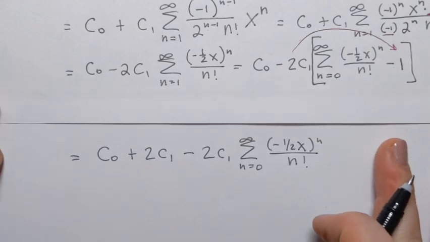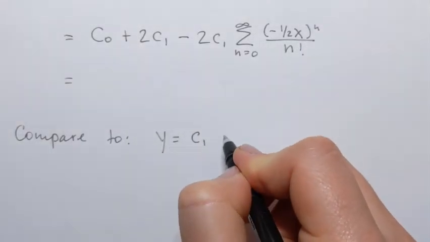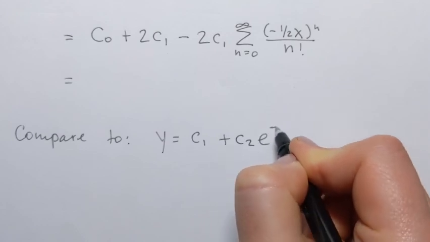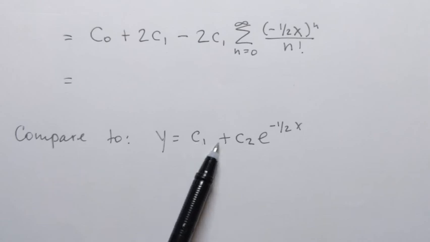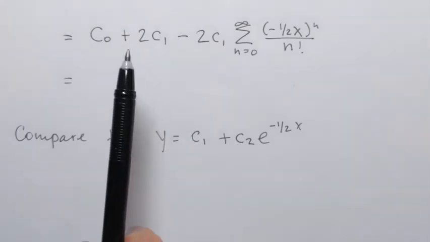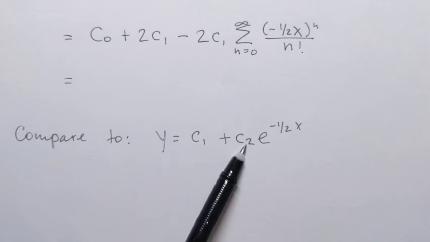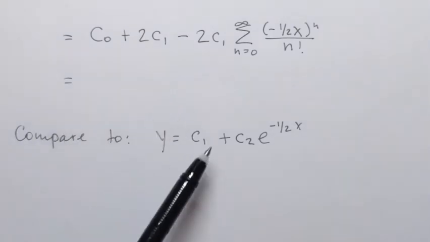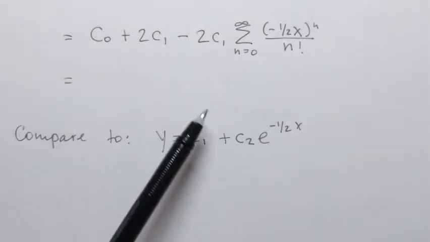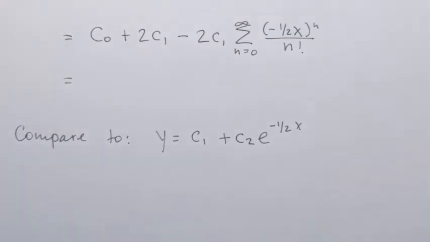Now, is that what we needed? Compared to y equals c1 plus c2 e to the power negative 1/2 x. That's the answer we're trying to obtain. Keep in mind that c1 and c2 here have nothing to do with the coefficients of the power series. These are c1 and c2, the arbitrary constants we picked when we solved that equation using the characteristic equation, right? But if I want to match what I have to what I got in the first place using the first method, then this is what I'll do.